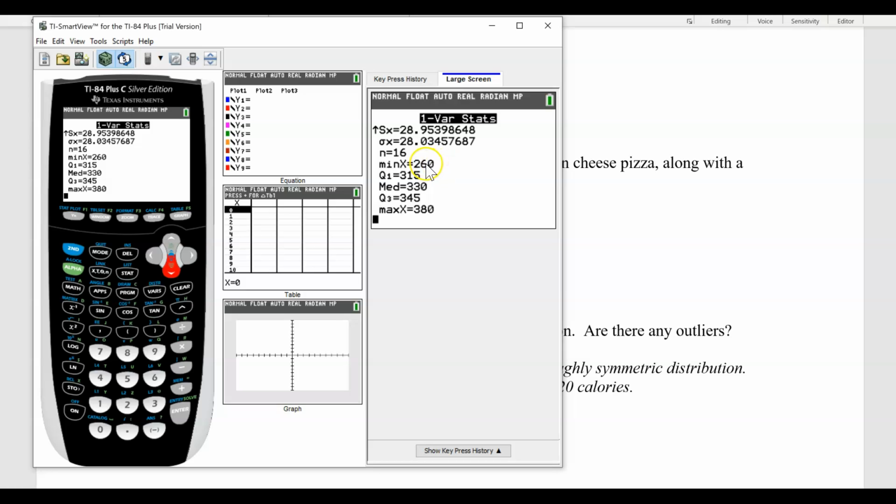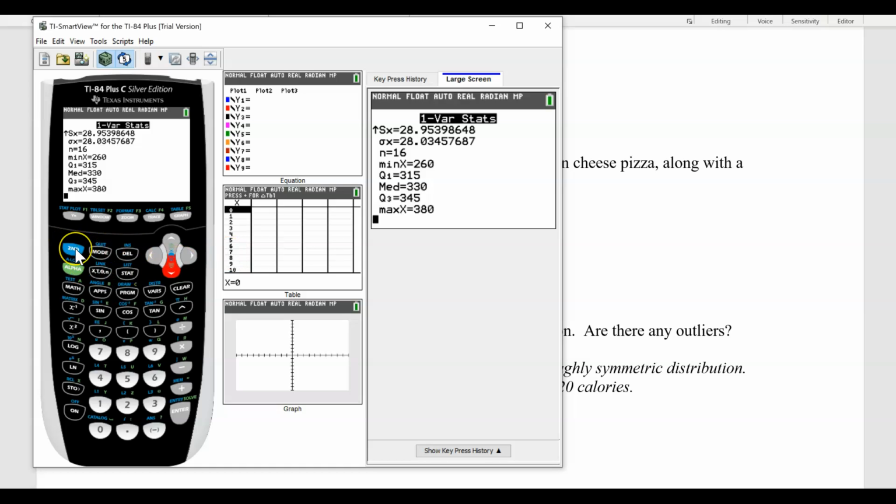I'm going to come back to this in a minute. This is the lowest number. It's 260. This is the median. Most of you are probably familiar with that measure. It's just the number that lives right in the middle. Since there's 16 numbers, I would take the average of the 2 middle numbers to get that. And then I have my Q3, and then I have my max of 380. Okay, that's my 5-number summary. So I want to talk about that again in a second.